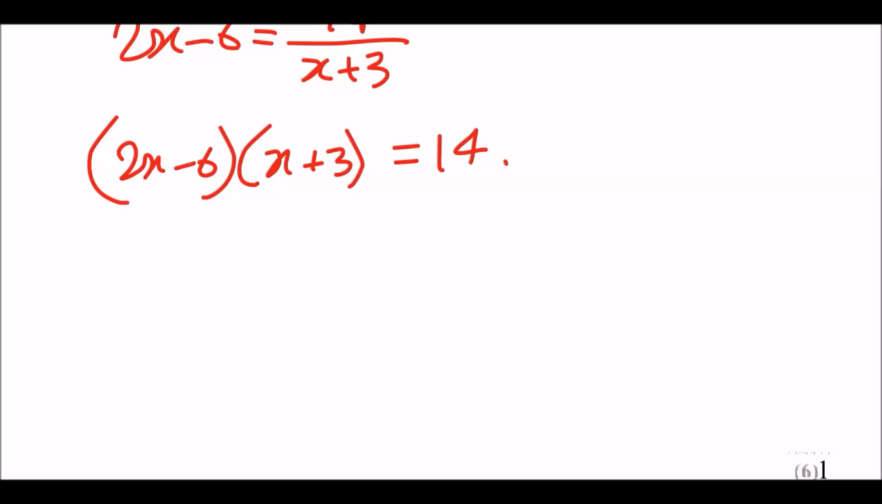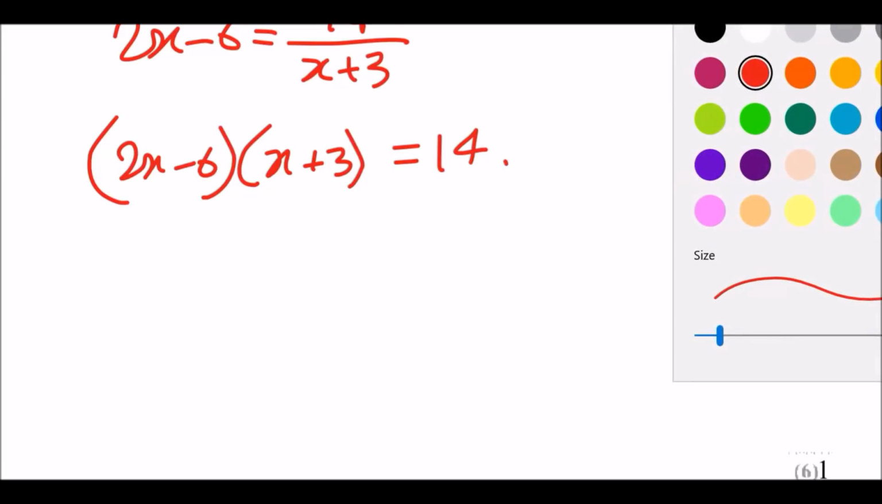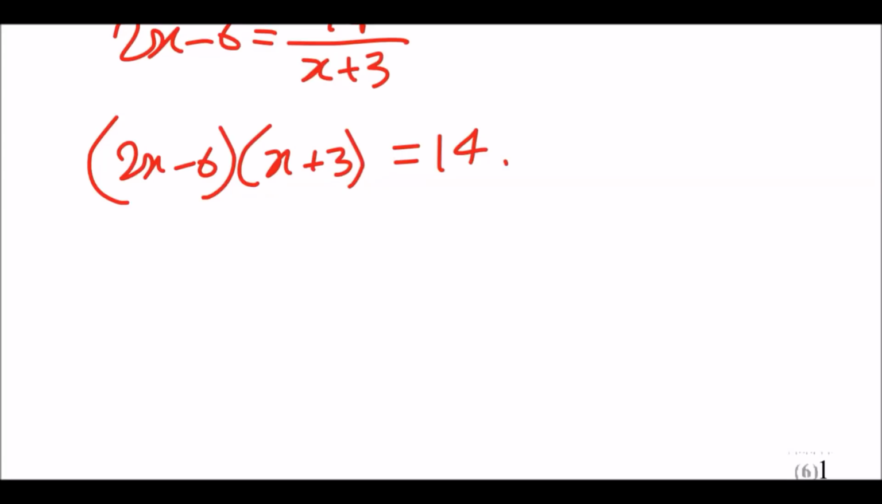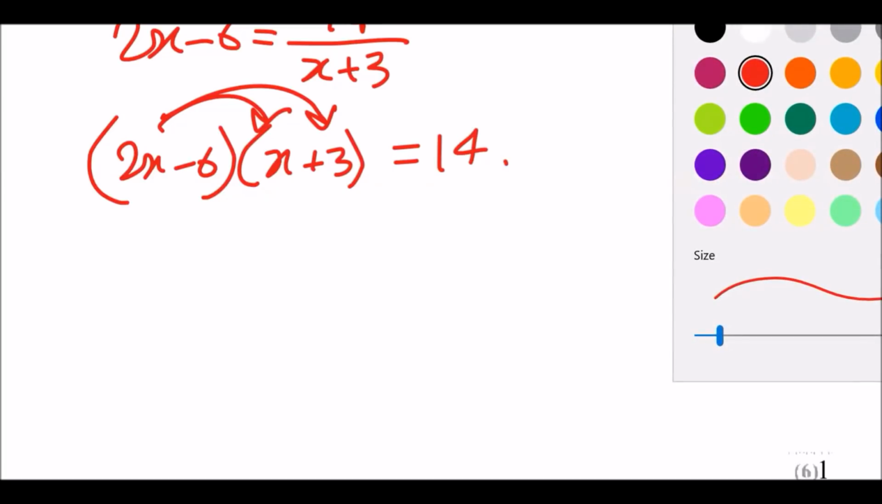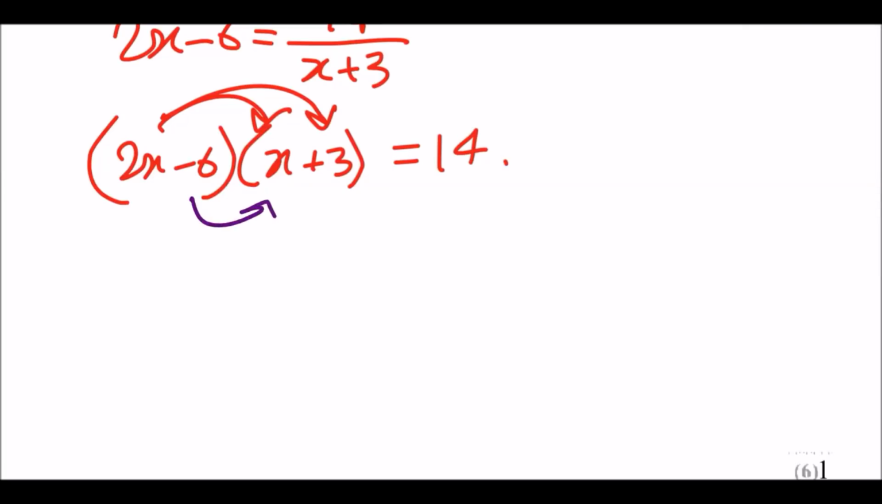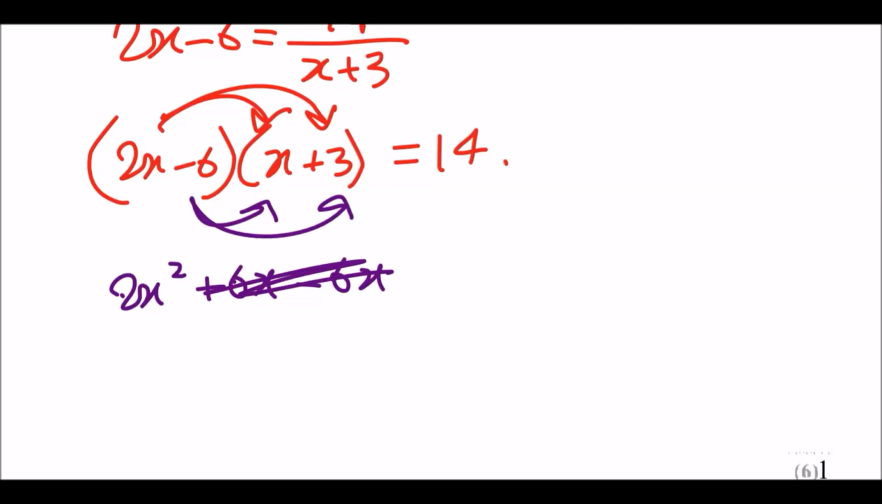So now we're going to expand the bracket. Okay. So we're going to do 2x times x, 2x times 3, and then minus 6 times x, and what's the last one? Minus 6 times 3. So let's times it out. So we're going to have 2x times x is 2x squared. 2x times 3 is plus 6x. Minus 6 times x, oh actually this is nice, minus 6x, so they cancel out. Minus 6 times 3 is minus 18, and this equals 14.